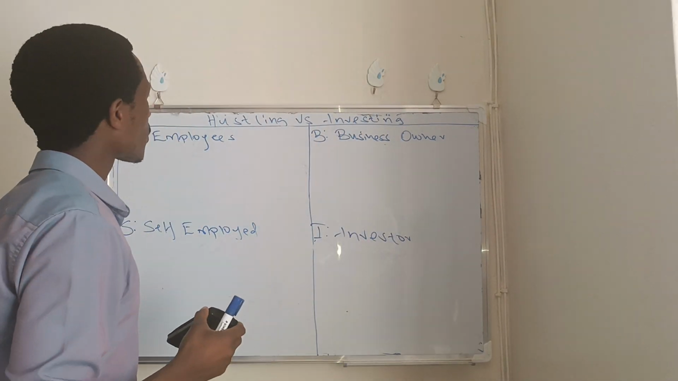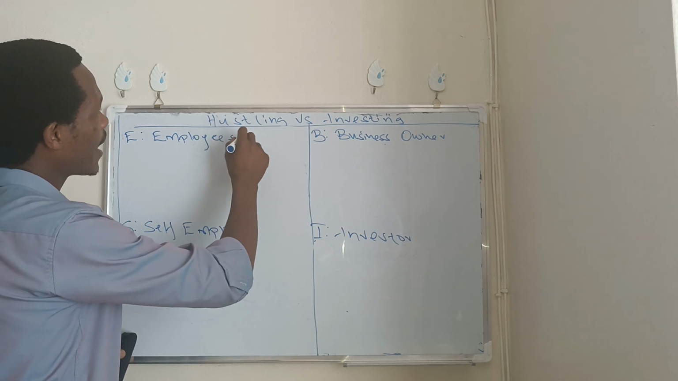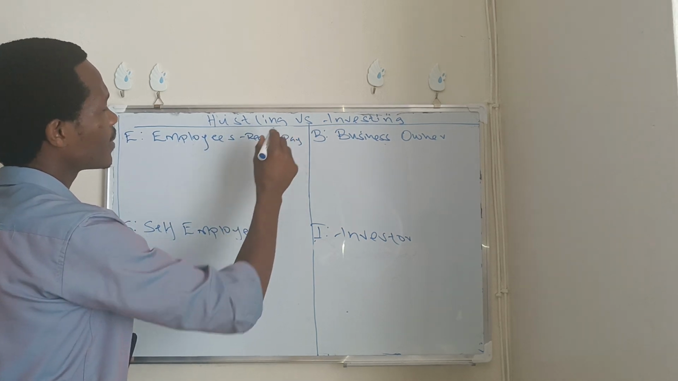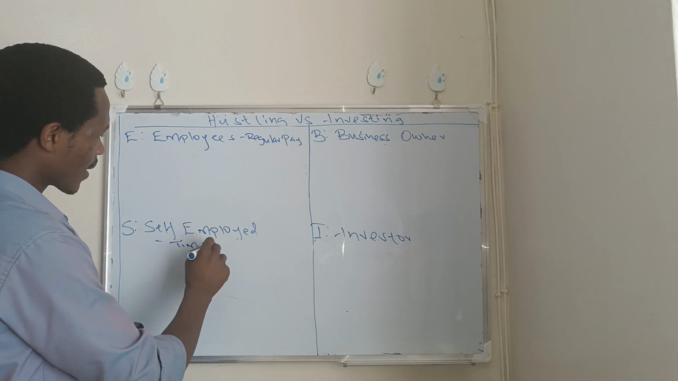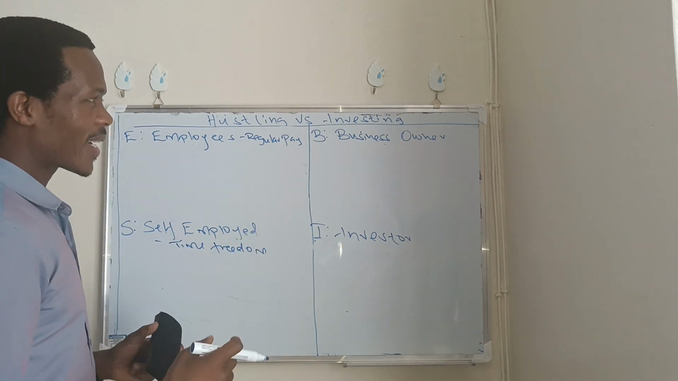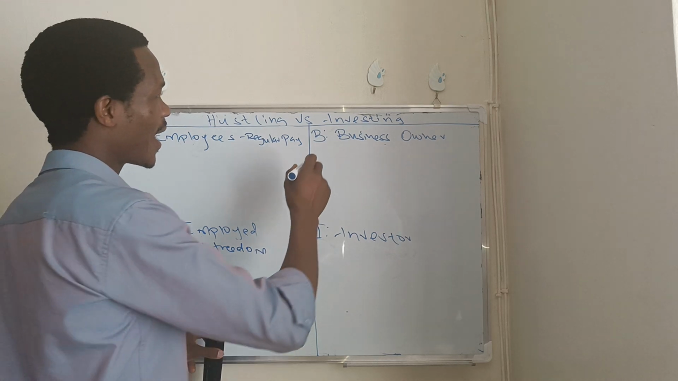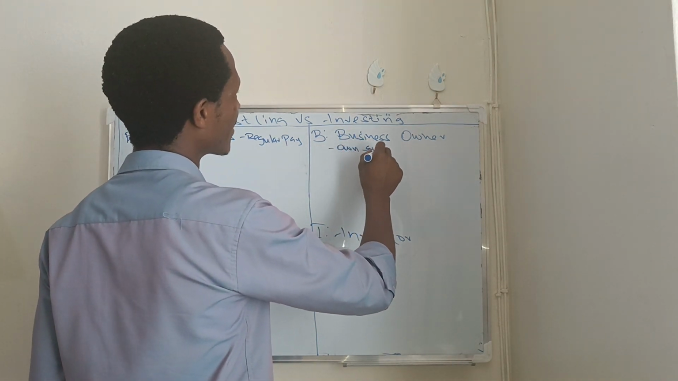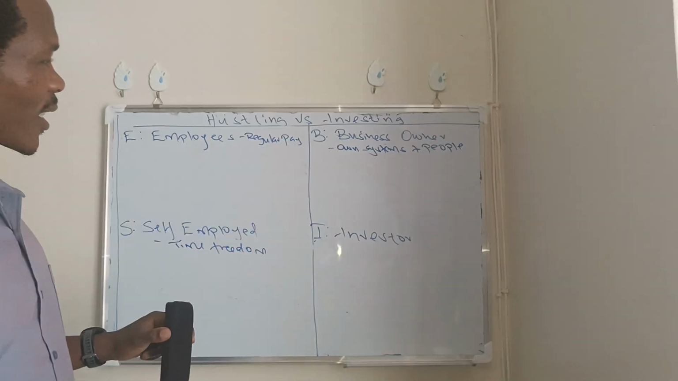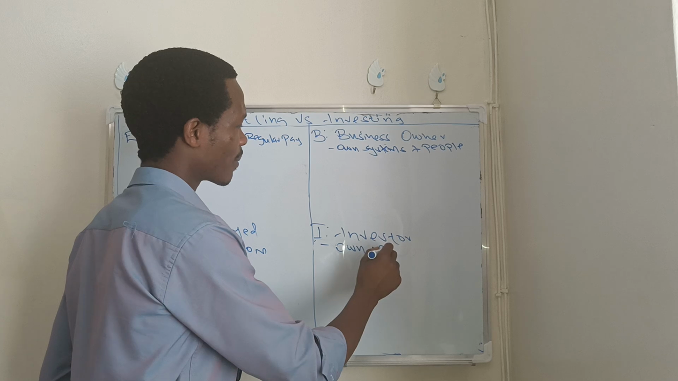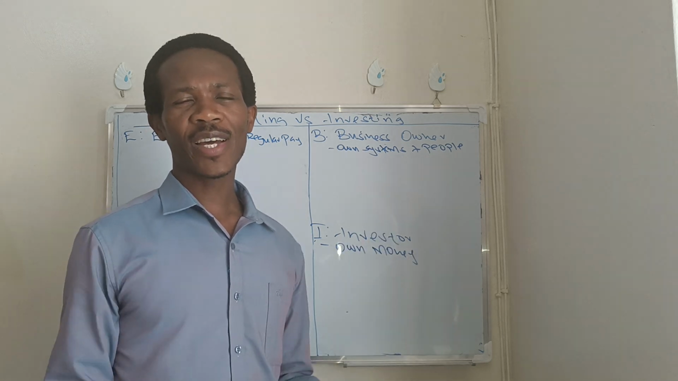On the left side, employees here, you find they have a regular pay. Self-employed people have time freedom. You can work as much as you wish. You wake up when you want. Business owners, here they own systems and people, while investors own money. Let's discuss them one by one, giving advantages, disadvantages, examples.